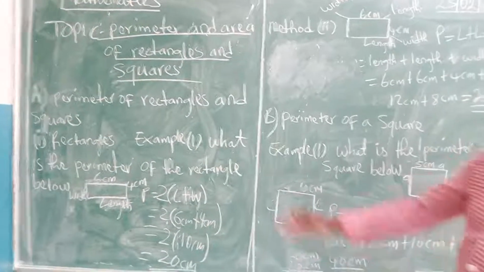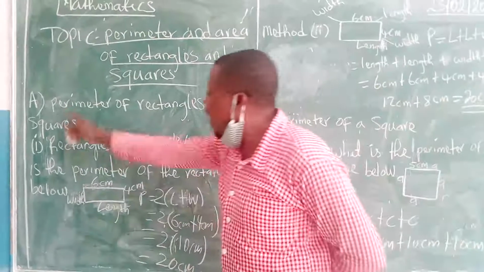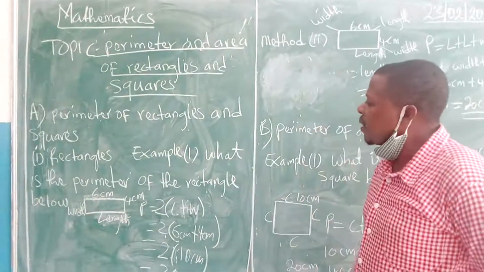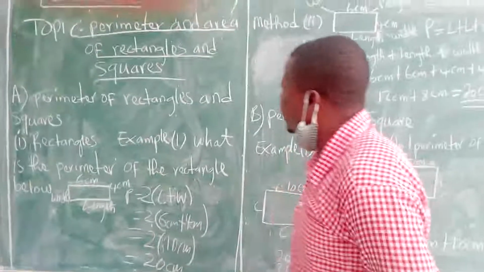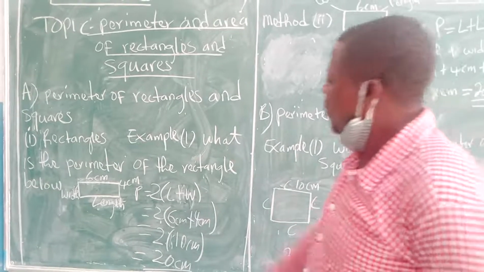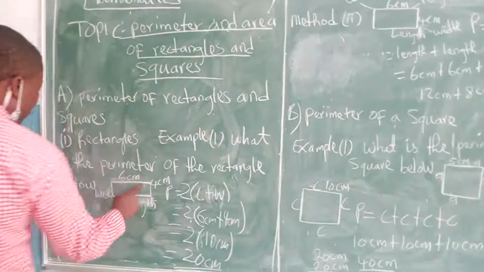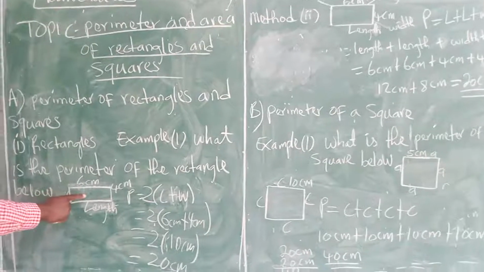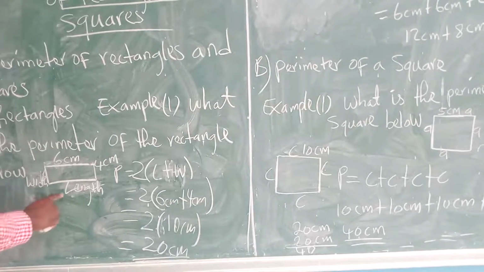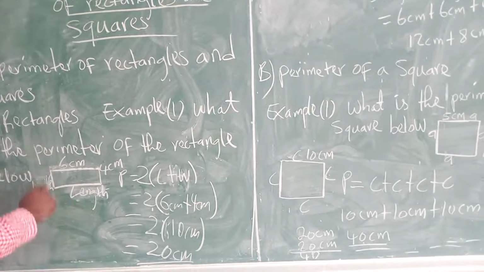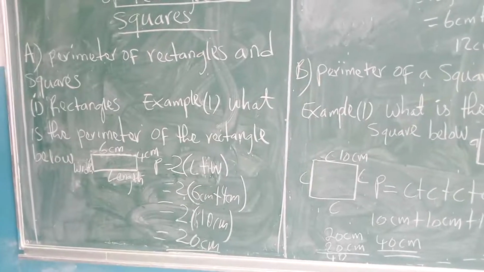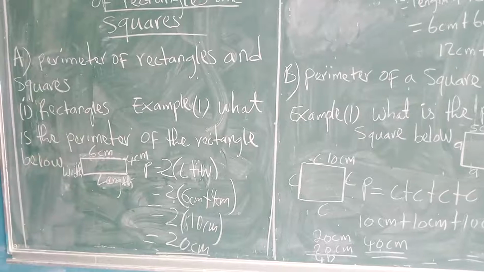And under A we have small one. Under small one we'll be looking at rectangles. That's perimeter and area of rectangles. We have an example here on the chalkboard. This is our rectangle. This line up here is the length, and the line on the opposite side is the width. And here our length is 6 centimeters and the width is 4 centimeters.